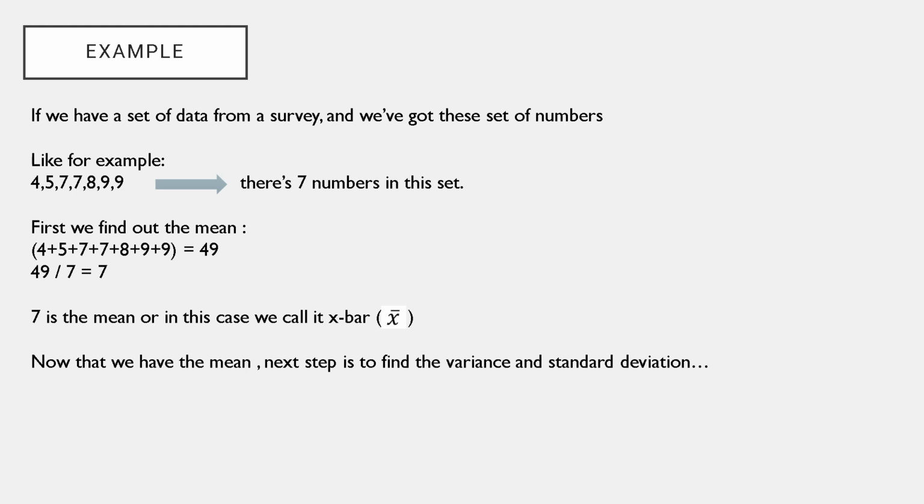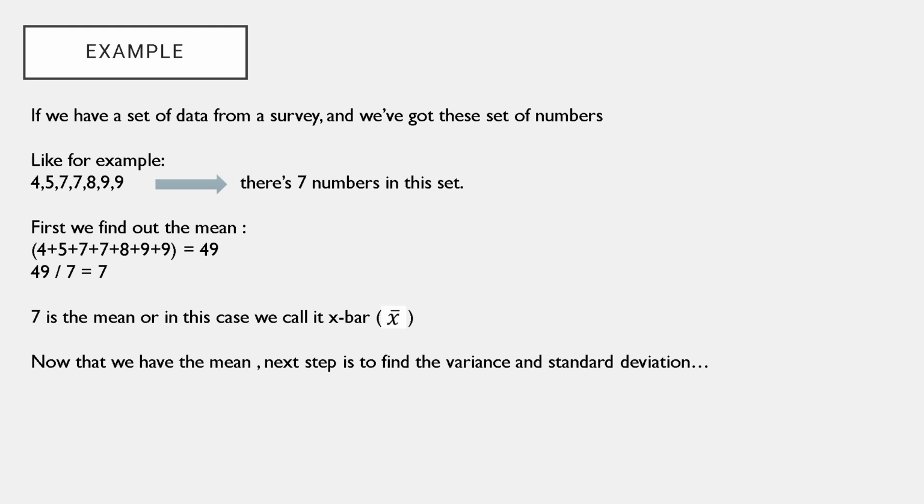Here we have an example. If we have a set of data from a survey and we've got these numbers, for example, we have 4, 5, 7, 7, 8, 9, and 9. So there are 7 numbers in this set. To find the mean, we have to add all these numbers up, which is equal to 49, and then we divide it by the number of elements, which is 7. So 49 divided by 7 gives us 7. 7 is the mean, or in this case, we call it x bar.